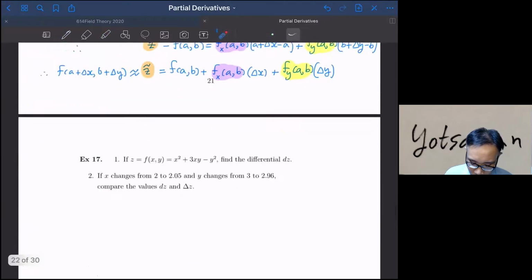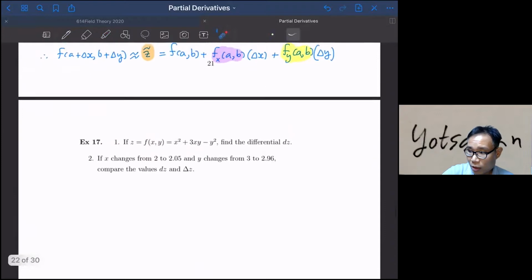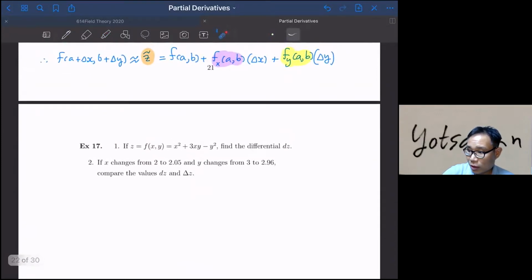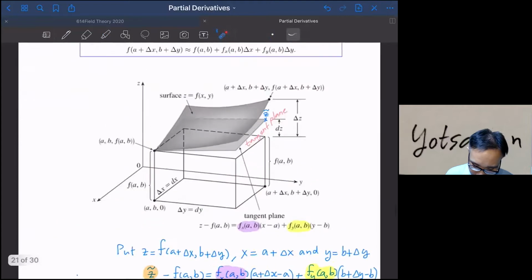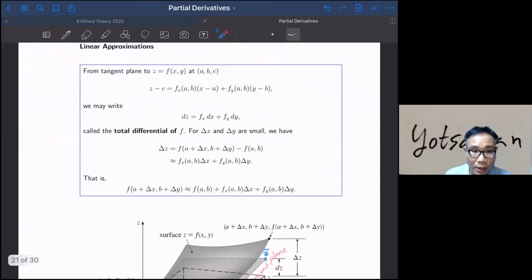And let's go back to example 17. For example 17, you have f(x, y) equal to x squared plus 3xy minus y squared. We'd like to find the differential dz. I didn't cover this one yet. Let's go to the definition of dz a little bit. This one, the dz turns out to be of the form of the tangent plane. So you have the tangent plane z minus c equal to the purple one times x minus a, and the yellow one times y minus b.